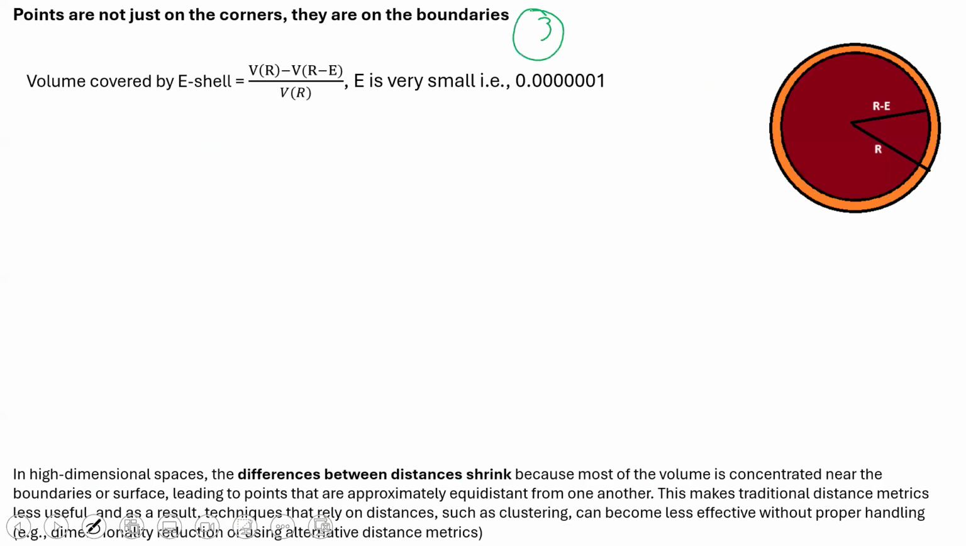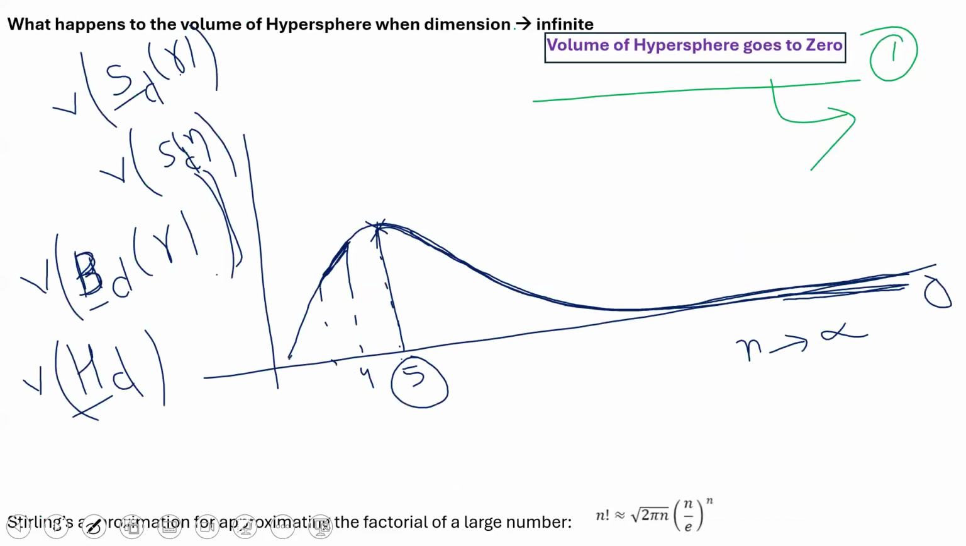Points are not just on the corners, they are on the boundaries. They are on the boundaries. Okay. So look at the way the points are shrinking in higher dimensions. They all are getting converged to the surface, the corners of that particular surface. So I'll just prove that for you now. With that, you will understand how the data looks in higher dimensional spaces. Okay. So now it's just something like this.